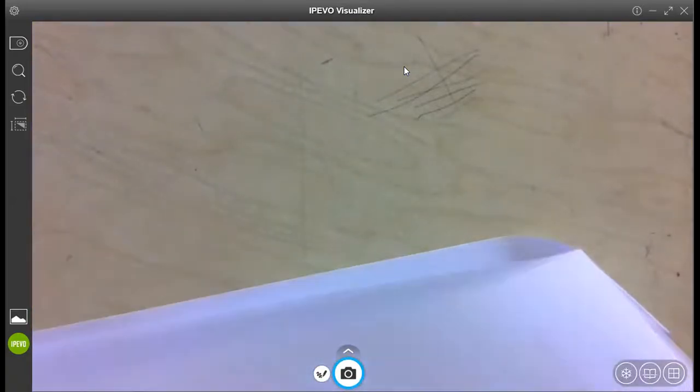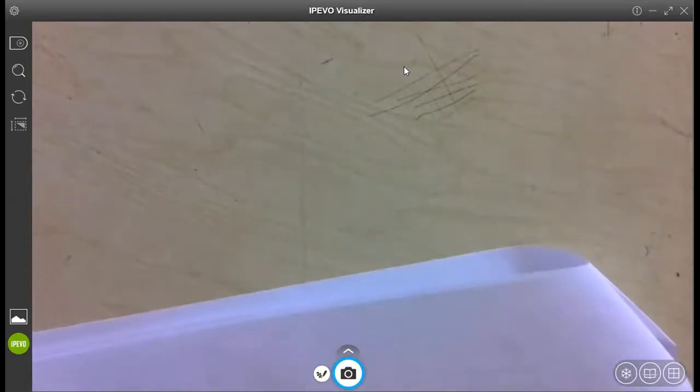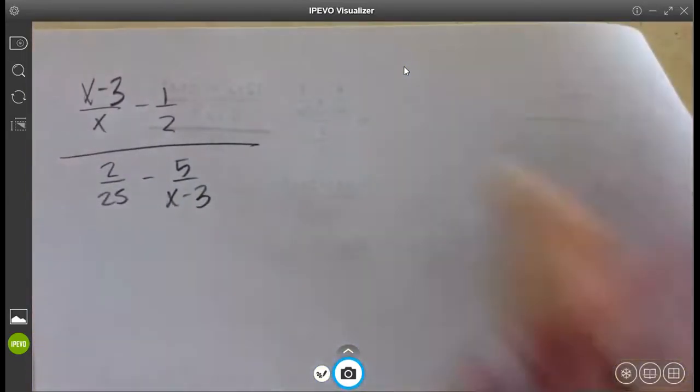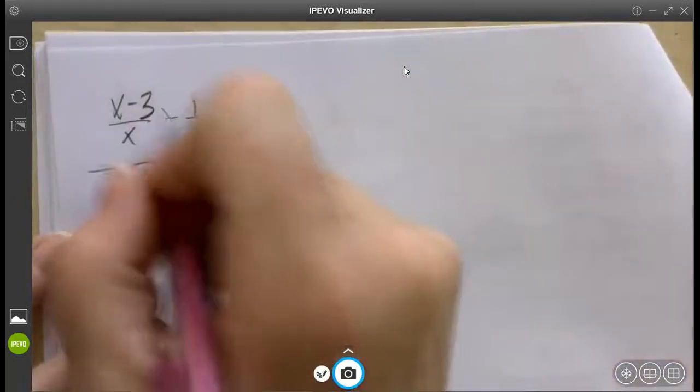X minus 3 over x minus 1/2, 2 over 25, minus 5 over x minus 3. I got perfect. So here's what we have for number 10. This is the last one we're going to do. Right, we've got to clean this up, so we're going to cross multiply.